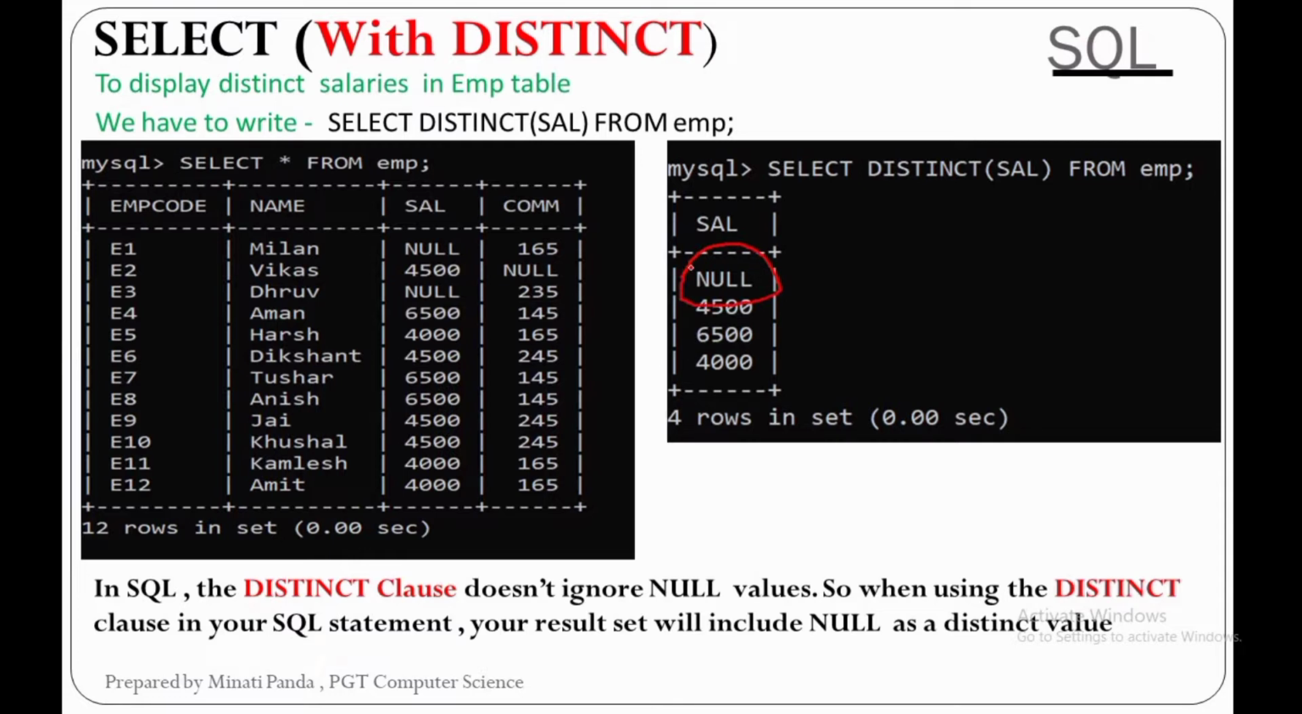The DISTINCT clause does not ignore null values. So when using the DISTINCT clause in our SQL statement, our result set will include null as a distinct value. As you can see, there are two null values and only one null value is included in the result set. And in the result set, we have only 4 records: null, 4500, 6500 and 4000.